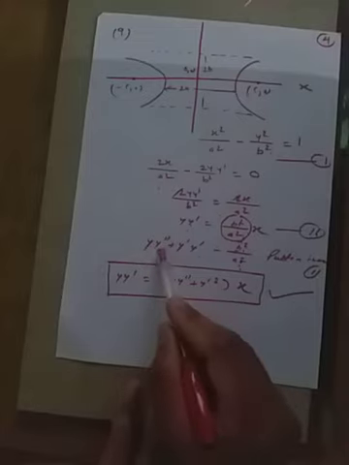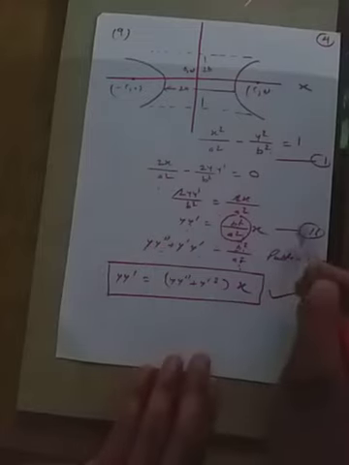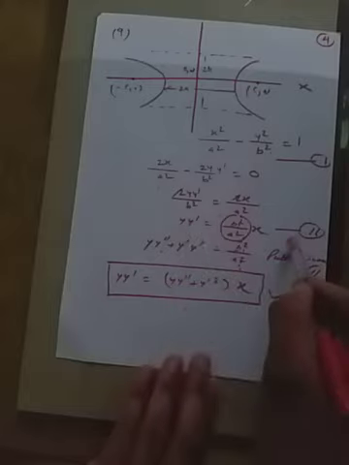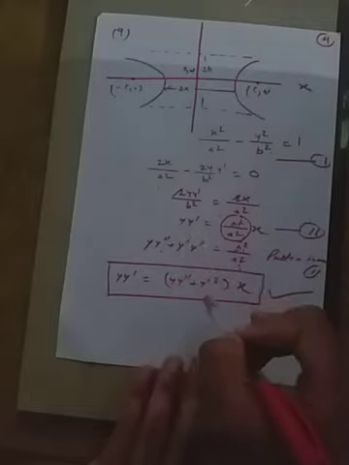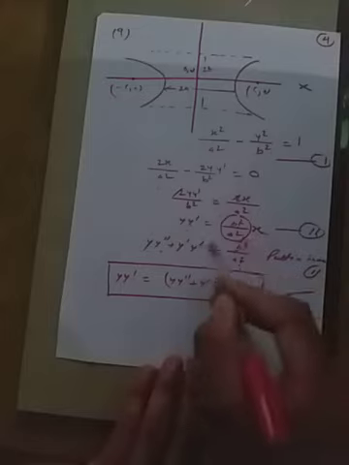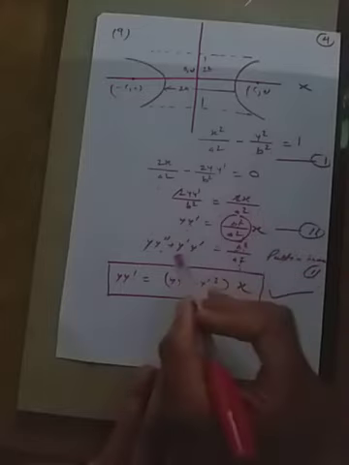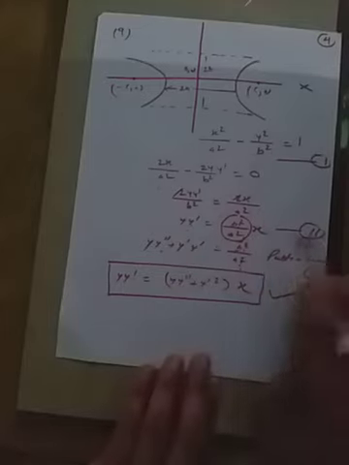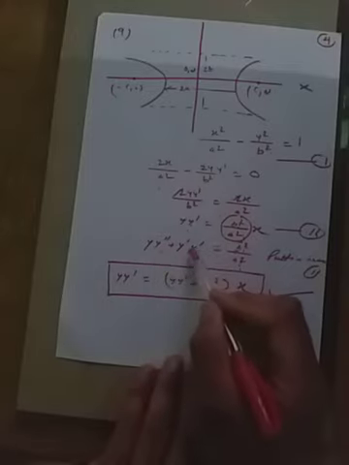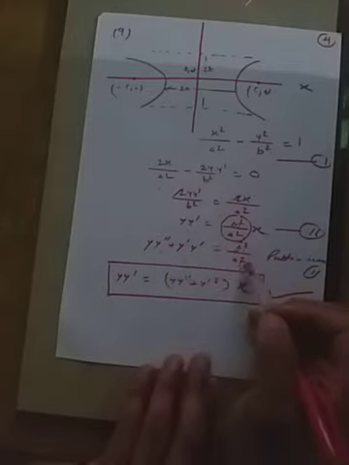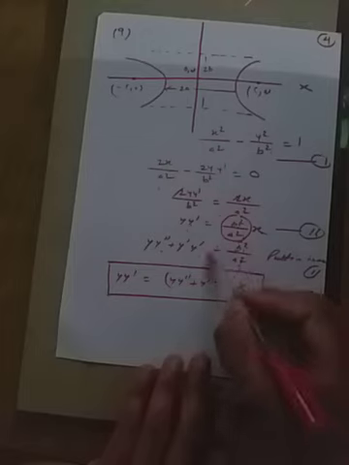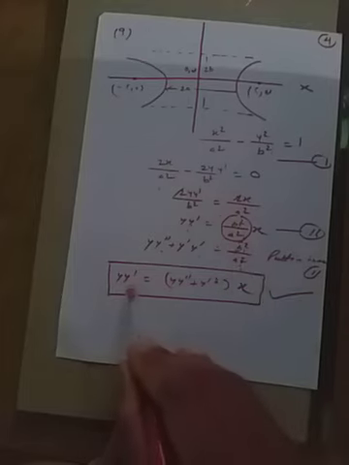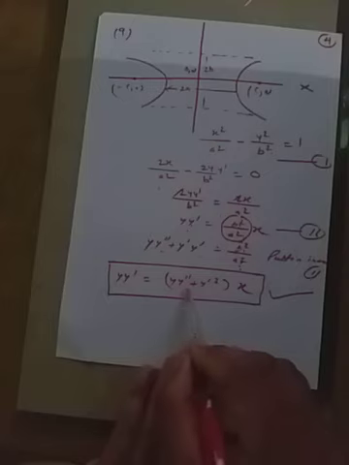Now putting the value of y dash from equation second, at first you will differentiate equation second. By the product rule you will get this. Now putting the value of b square upon a square in equation second, you will get y dash equal to y double dash plus y dash square into x.